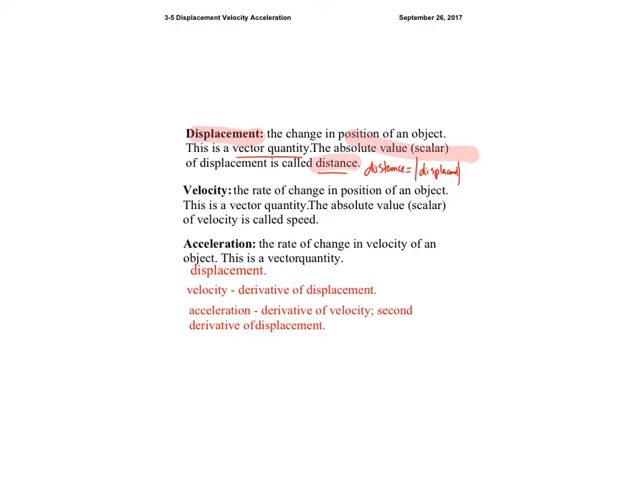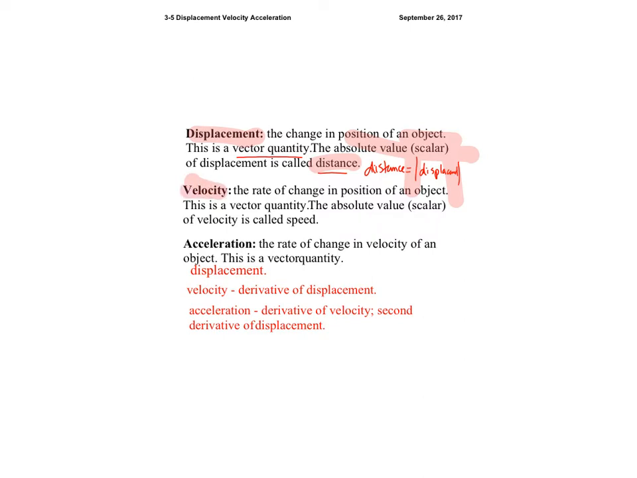So distance, you don't say, hey, what's the distance between the school and your house? You don't say -10 meters, you know? Distance is always positive. It's an absolute value. So that's a scalar quantity. Scalar means something that is always positive.